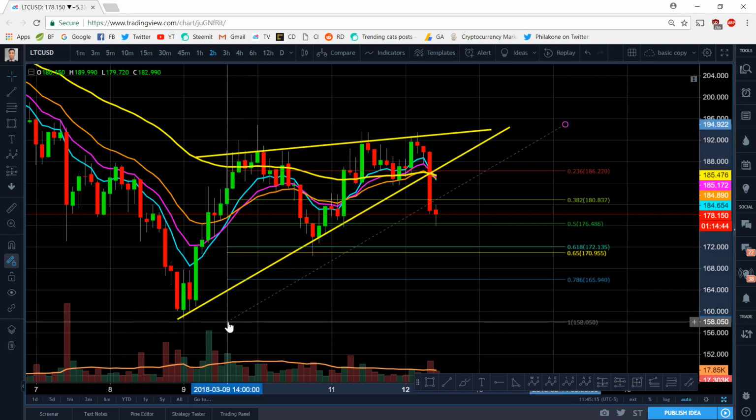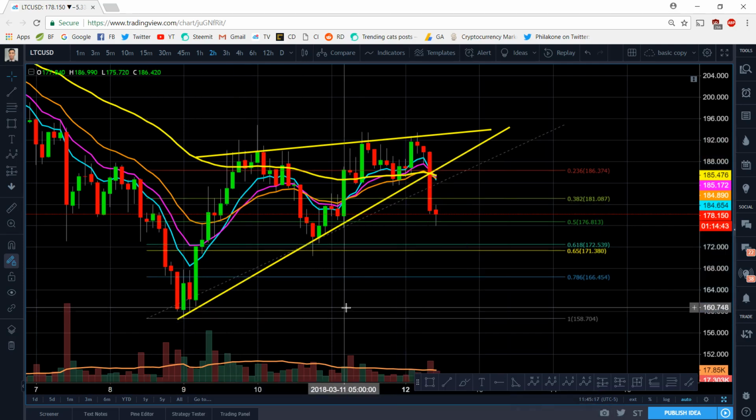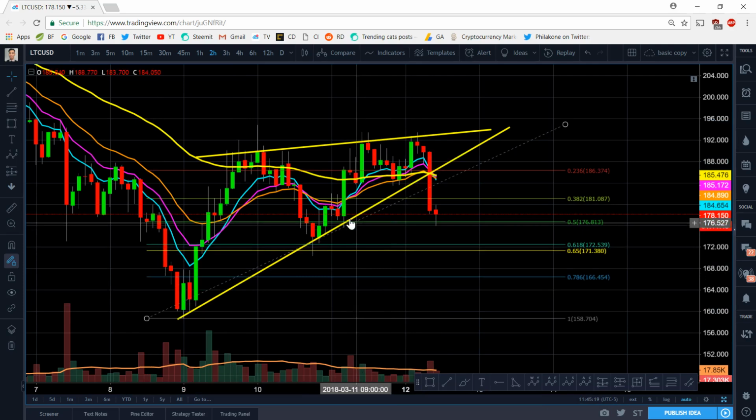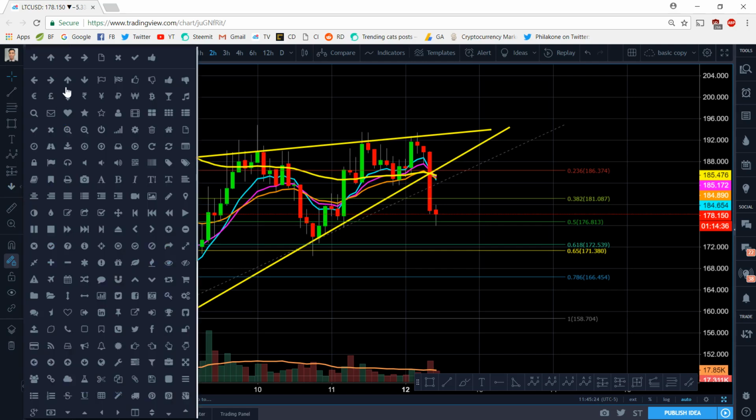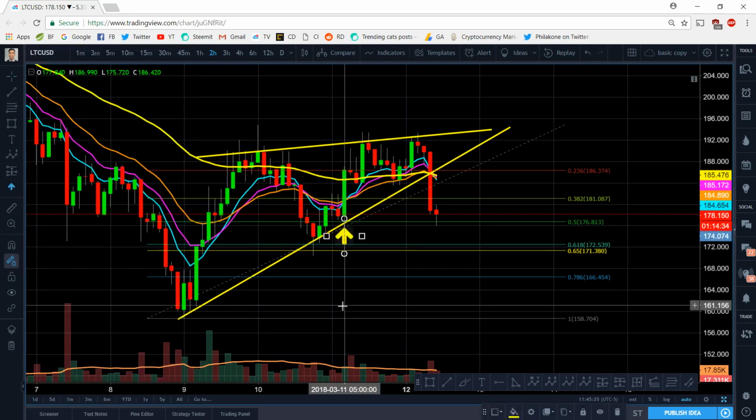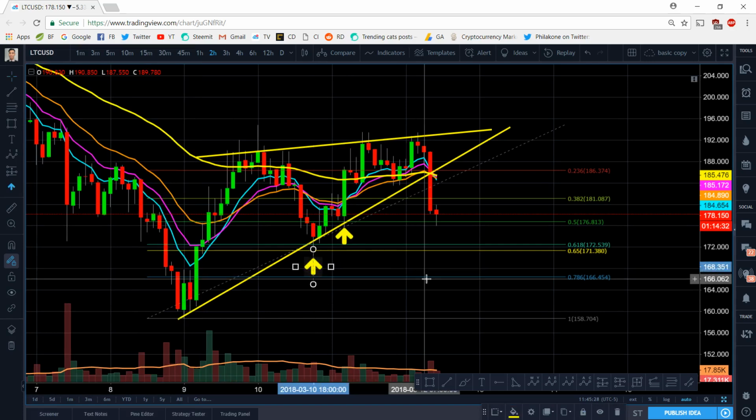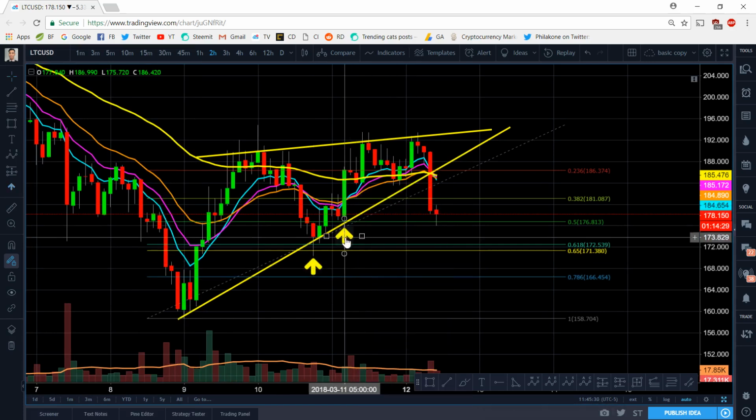And the way we would try to find these support ranges is by looking at previous swing lows. So right now it's testing this specific region right here, okay? Testing this specific region right there. It's also going to test this specific region right there if this one doesn't hold.